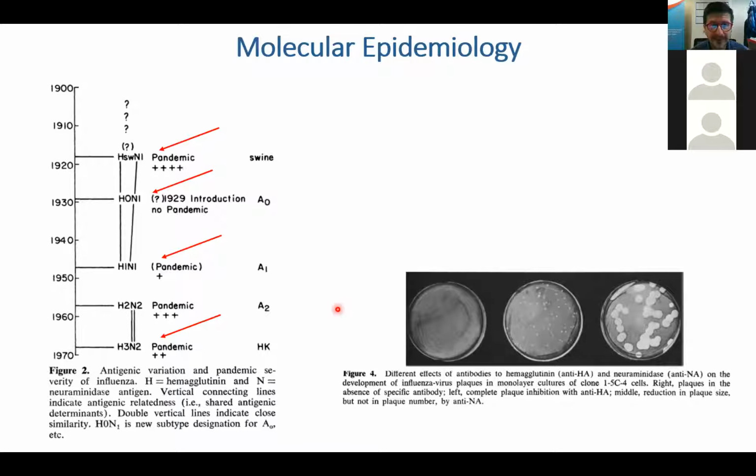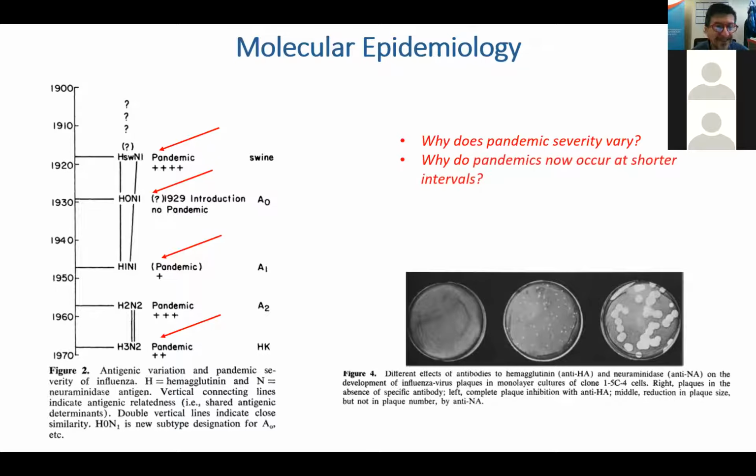So what questions did we ask then? And were asked in the study, actually. Why do pandemics vary in severity? And not necessarily lethality, but severity or number of cases. Why do pandemics occur now at shorter intervals? And we must recall that we're talking about 1973. And where do these pandemic variants come from and how do they arise?